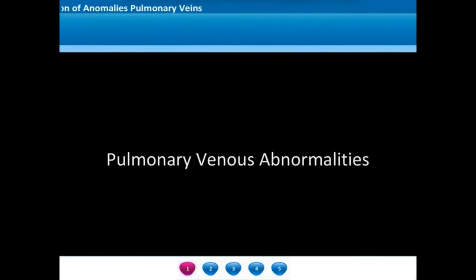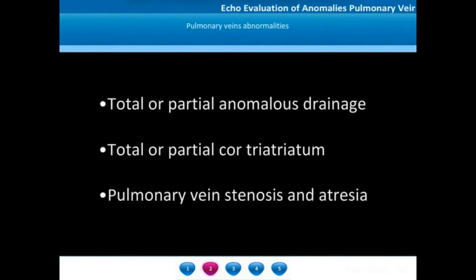In this module, we are going to discuss the pulmonary venous abnormalities and the echocardiographic identification of all those individual abnormalities. The pulmonary venous abnormalities can be total or partial anomalous pulmonary venous drainage, total or partial cor triatriatum, and pulmonary vein stenosis or pulmonary vein atresia.